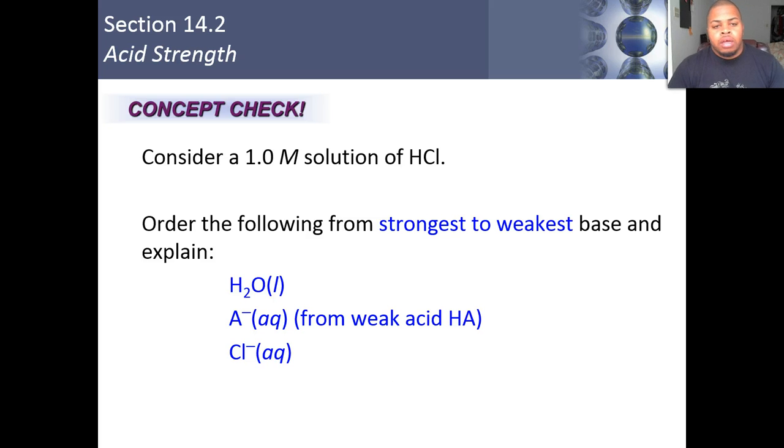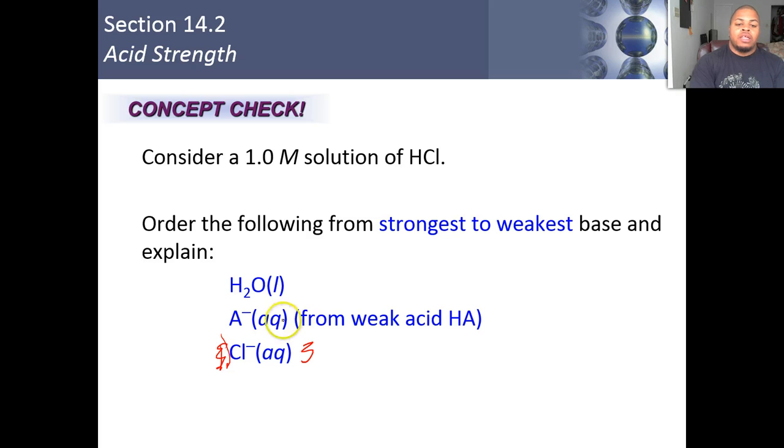Now, consider a 1 molar solution of HCl. Order the following from strongest to weakest base and explain why. Well, what do we know about HCl? Strong or weak acid? We know that it's one of our stronger ones, and we know that if it's strong, that means the conjugate base strength is going to be less than that of water. So we can already say that this is going to be weakest. Oops, it says go from strongest to weakest, so that means it's going to be number 3.